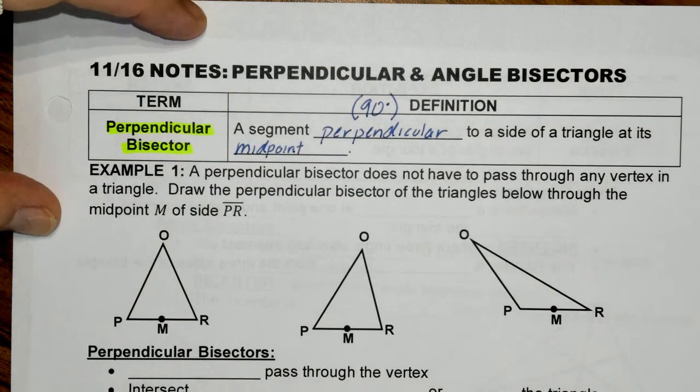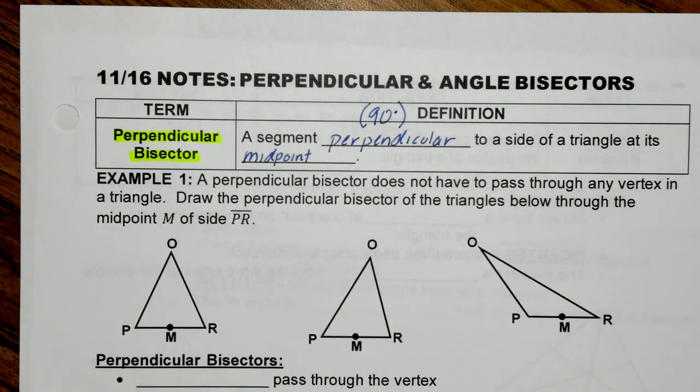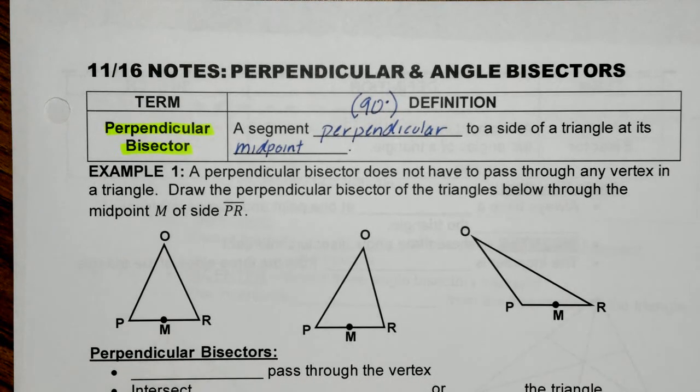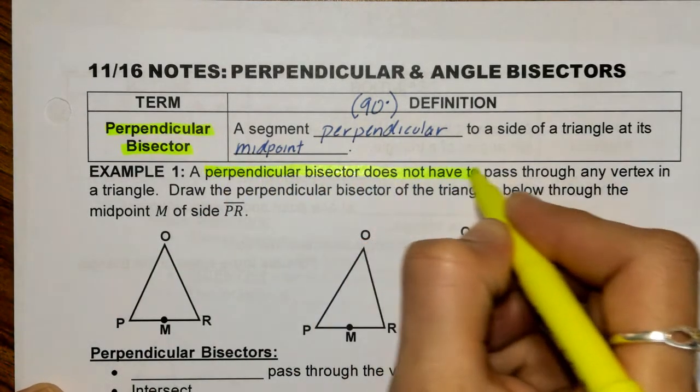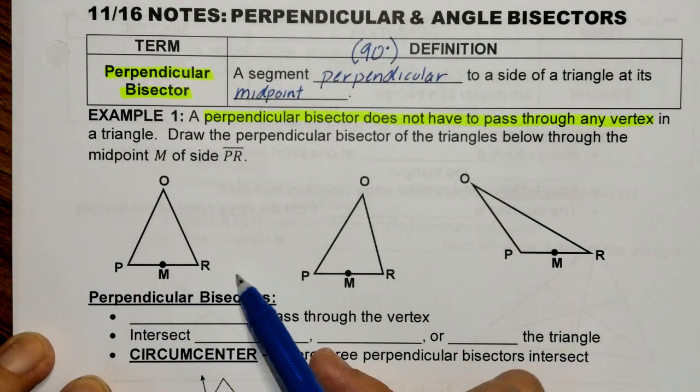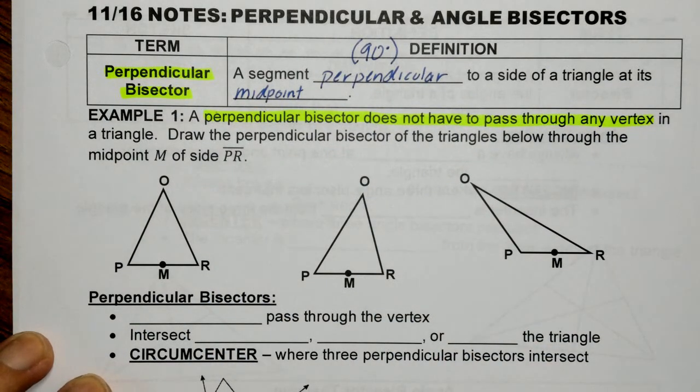Important thing to understand, with median and with altitude, they had to come out of the vertex. Mid-segment had nothing to do with the vertices. With the perpendicular bisector, it does not have to pass through the vertex, but it can. Okay? So what we're going to do is draw our perpendicular bisector, hitting that midpoint M on these sides, segment PR, on all three of these. We're going to see what ends up happening.